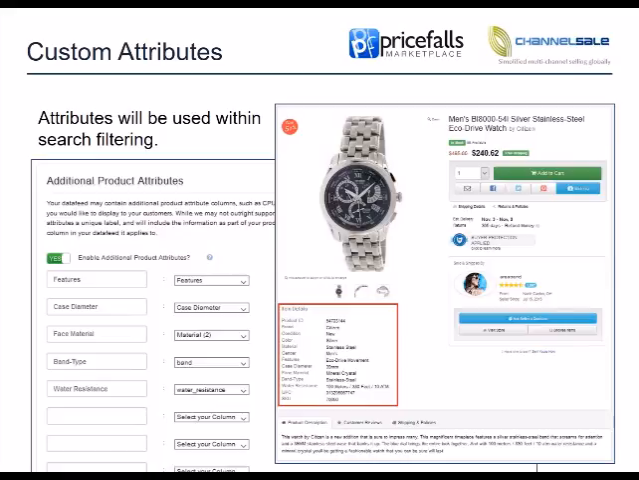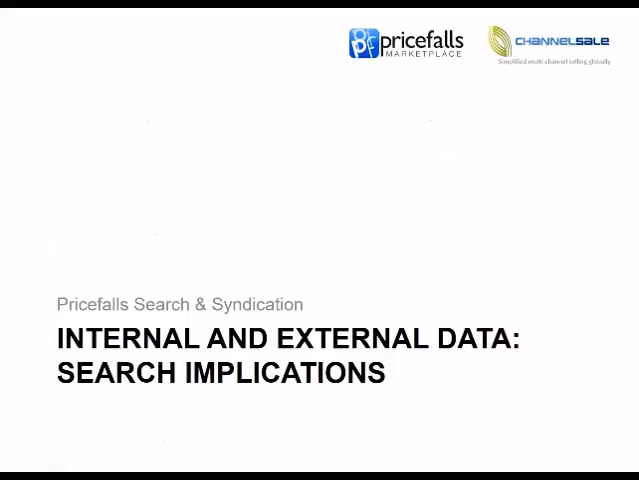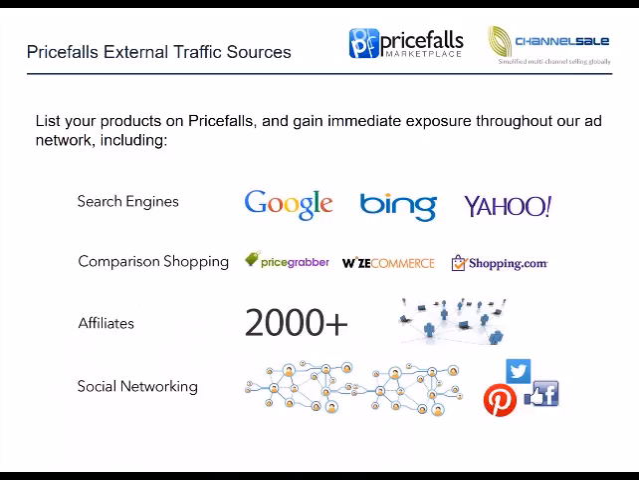So now I'm going to move into some of the external search implications and how Pricefalls search works with external data and internal data to decide what products show up at the top. As you may know, Pricefalls advertises on many of the major search engines and comparison shopping engines. We have an expanding network of affiliates, and we're also participating to a lesser extent in some of the social networking sites.